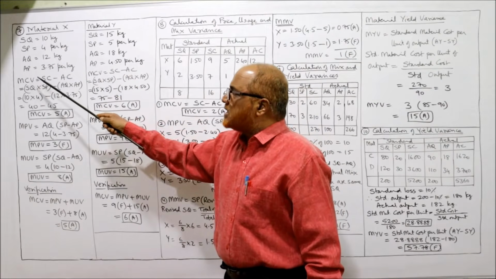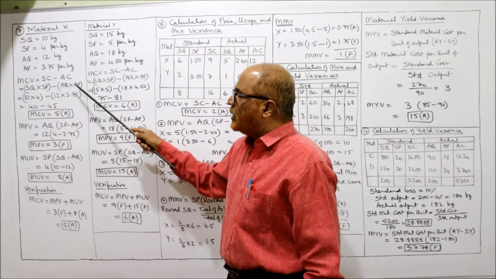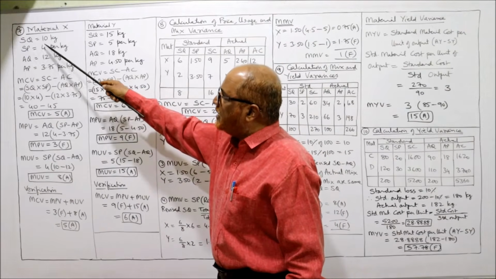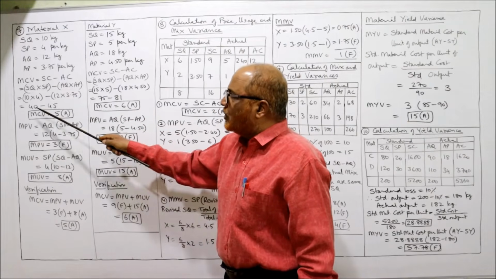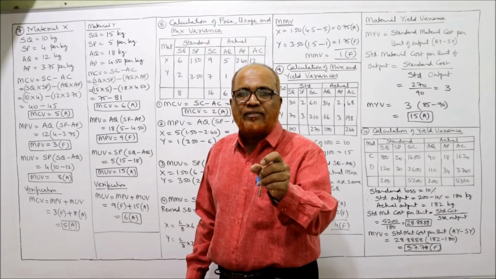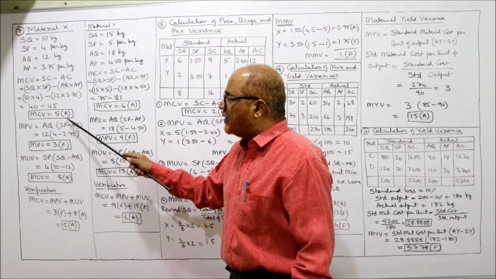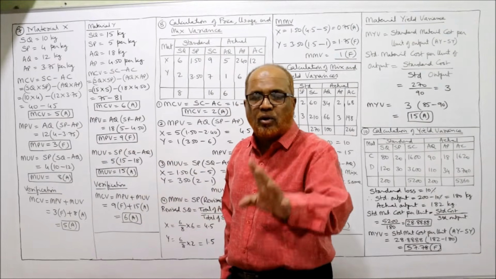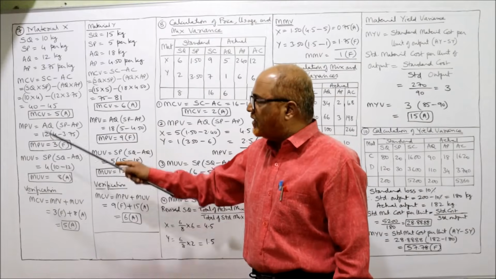Now the MCV formula: standard cost minus actual cost, SQ into SP minus AQ into AP. Values are here: 10 into 4 minus 12 into 3.75. So 40 minus 45. The variance you are getting is negative. If you get a negative variance, it is adverse. So write A, 5A. One answer we got: MCV of material X is 5 adverse.